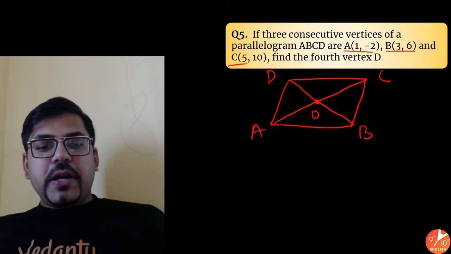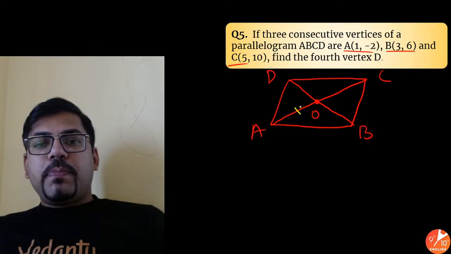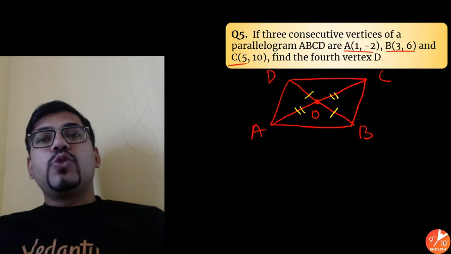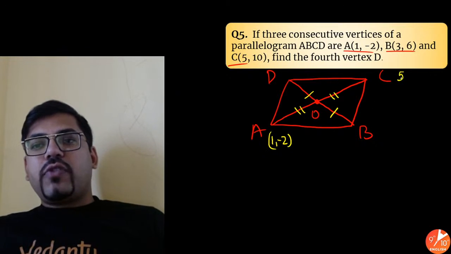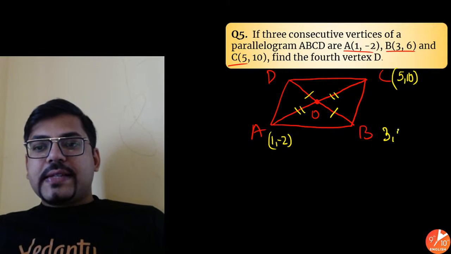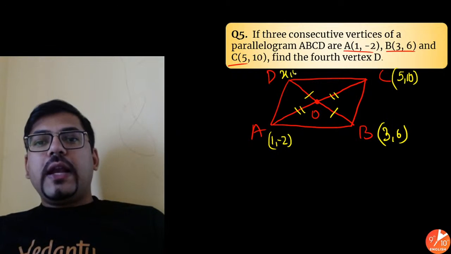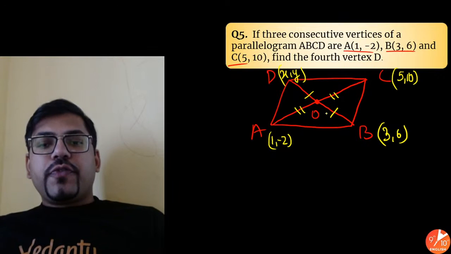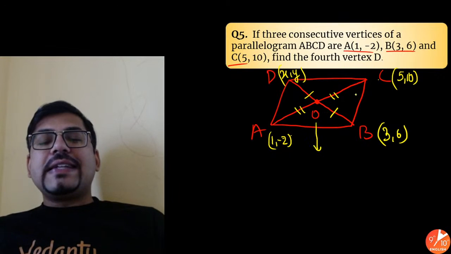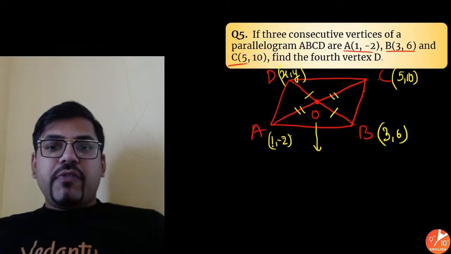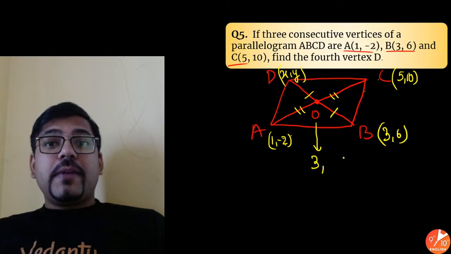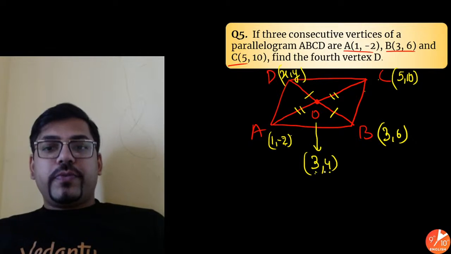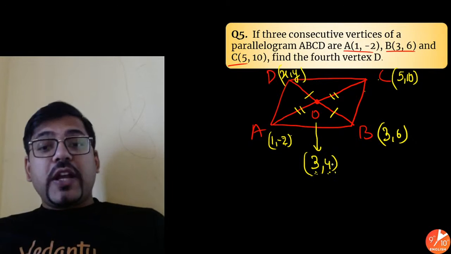Do you know that diagonals of a parallelogram do bisect each other? Now say for example, A is 1, -2, C is 5, 10, B is 3, 6, and D we don't know, let's call it x, y. First of all, can we find the coordinates of O using A and C, because O is the midpoint of AC? So 1 plus 5 divided by 2 is 3, and -2 plus 10, which is 8, divided by 2 is 4. So 3, 4 is the coordinate of O.